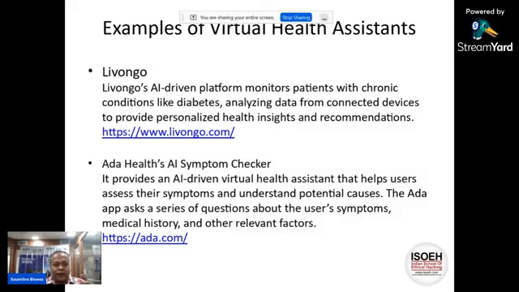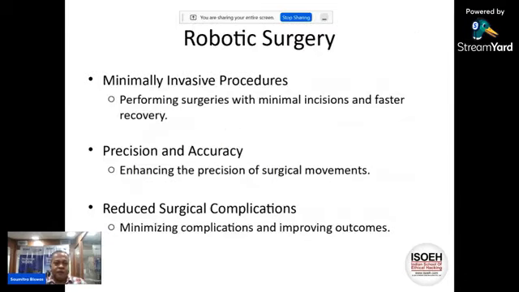Now, Livongo, Ada Health, AI system checker, they do things like that. They remind about taking medicine. They remind about upcoming low blood sugar incidents. They warn about possible heart attacks or possible strokes or something like that. Again, please go and check.